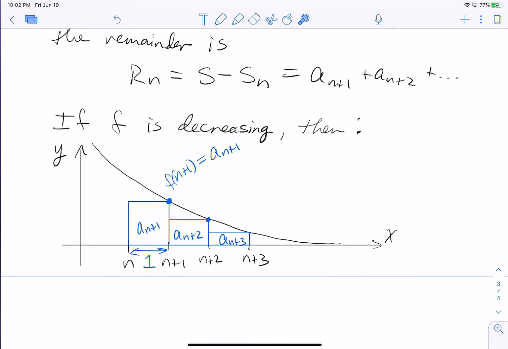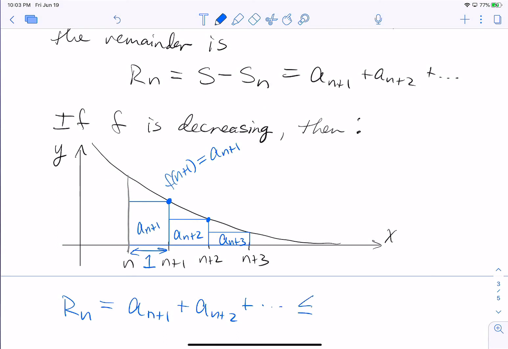These would continue on. So we have an expression for the remainder that says the remainder is a sub n plus 1 plus a sub n plus 2, and so on. Therefore, we can say that the remainder R sub n is equal to a sub n plus 1 plus a sub n plus 2 plus dot dot dot, and so on. And you can see from the picture that since I'm using right endpoints, all these rectangles added together are going to be less than the integral that would start at n equals 1.